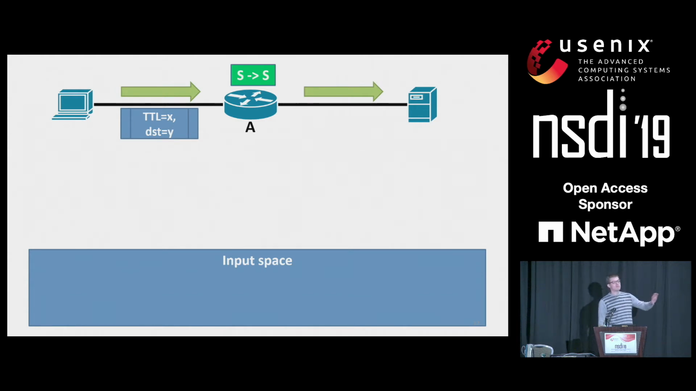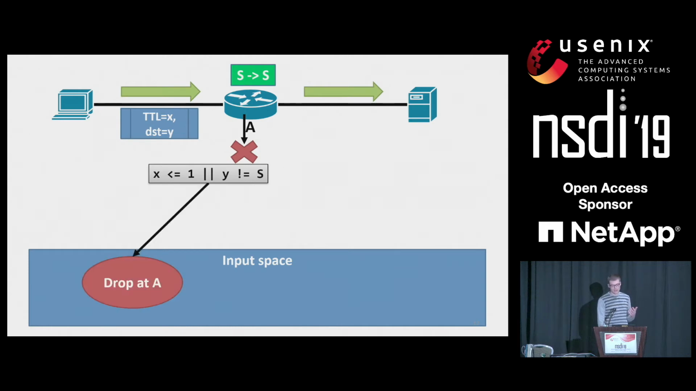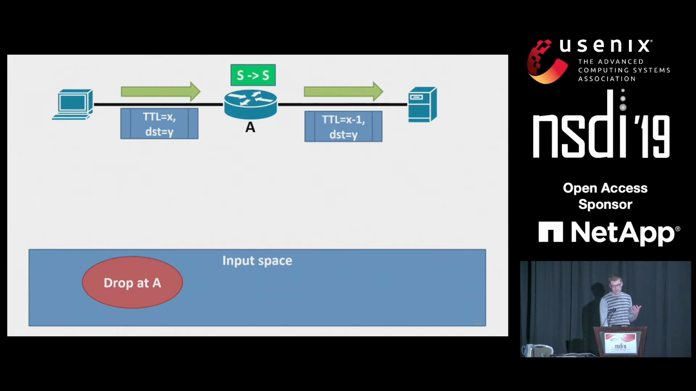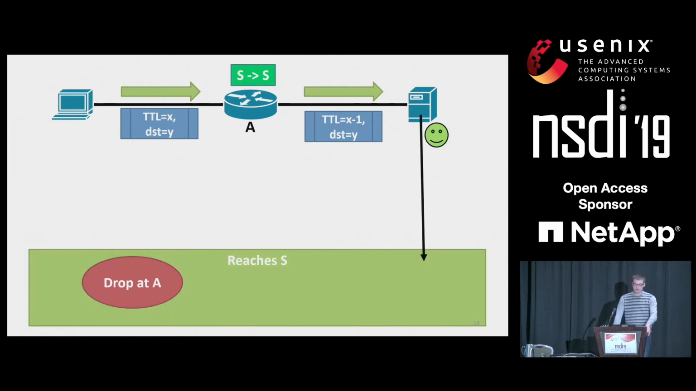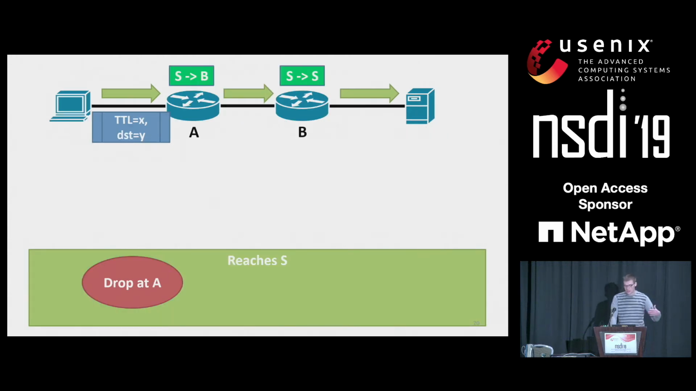So initially, the input space is the entire input space, all the packets which may go into this network. So what happens is that we make this packet symbolic. So basically, there are no concrete values, there are no integers there, they're just symbols. And what happens is that router A, if this condition holds, then it will drop the packet. So this will identify a subset of the input space. And this means that all packets in this subset will be dropped. And how does this carry on? So we're now working only on the blue region of our input space, and basically all the packets will eventually reach S. So now let's look at our second topology.